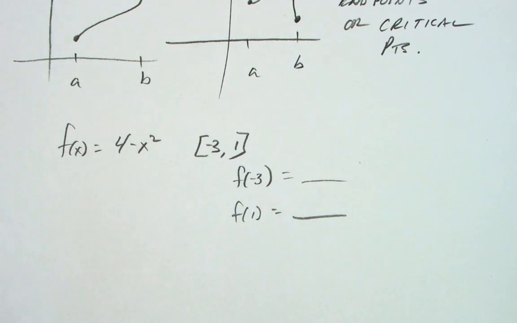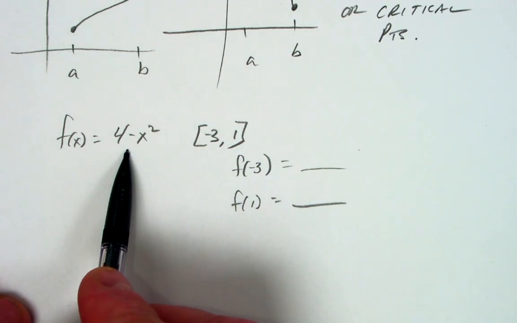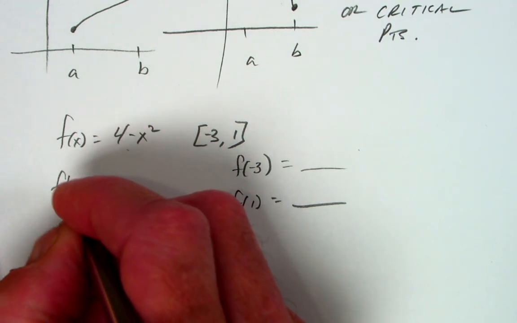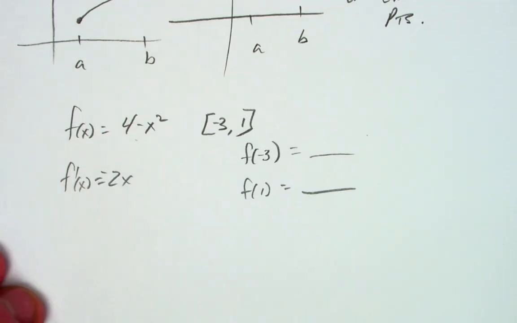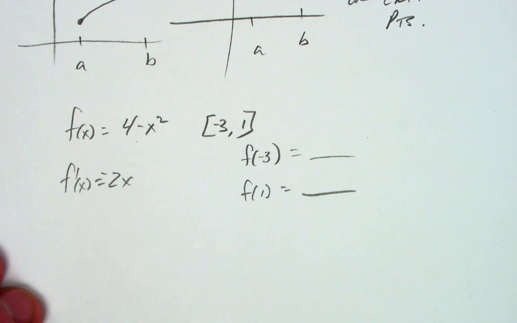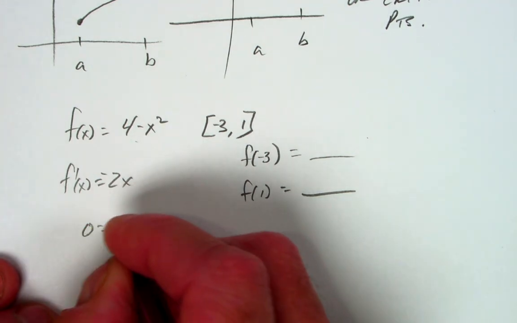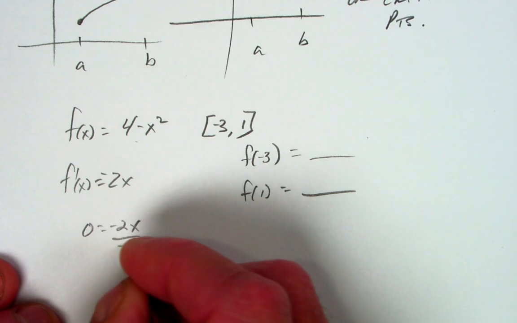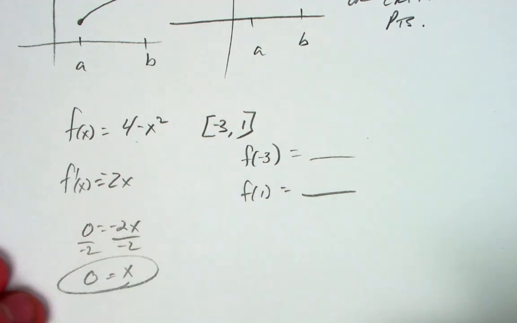So how do we find our critical points? Well, it's a critical point if my slope is 0. So I've got to differentiate it. I'm going to say f prime of x equals -2x, right? Now I've got to set that equal to 0, and I get x equals 0.